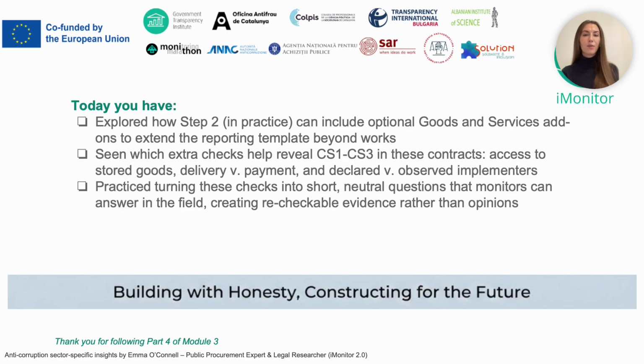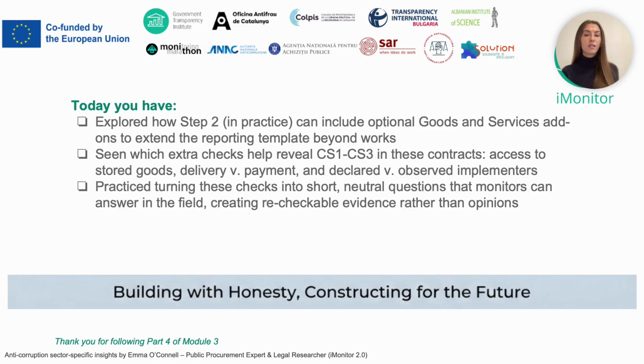Thank you for staying with me through part 4 of Module 3. In this final part of the module, we stayed inside the same Step 2 logic, but we stopped thinking only about construction works. Instead, we asked a what-if question. If this reporting tool wanted to look at goods and services as well, what extra checks would be most useful for corruption risks? To answer that, we built hypothetical add-ons that appear through a drop-down only when the monitor selects goods or services. These are mock-ups, not real projects, but they do show how the same approach could travel across different types of contracts.